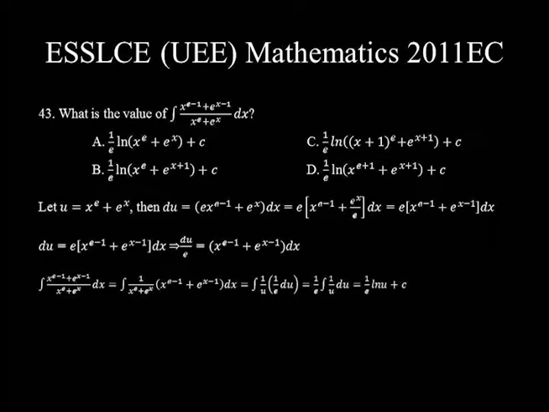Let's back substitute u by x to the power of e plus e to the power of x. So the expression becomes 1 over e times ln of x to the power of e plus e to the power of x, plus c. So choice A is the correct answer.